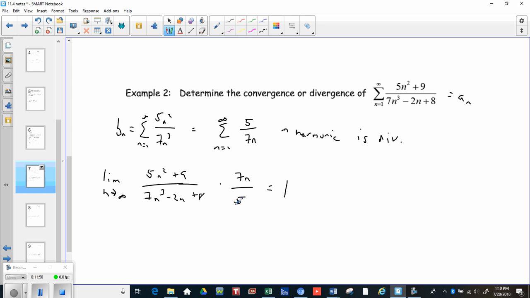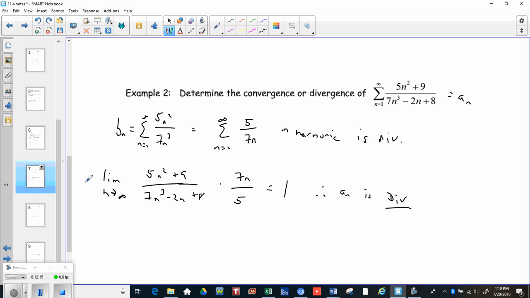Yeah, because if I multiply the 5 through here, I'd get 35 on the bottom, I'd get 35 up on the top. Those are going to cancel out to 1 once I multiply the n. Yeah, okay. So this, because I got a finite value, means that a sub n is divergent.